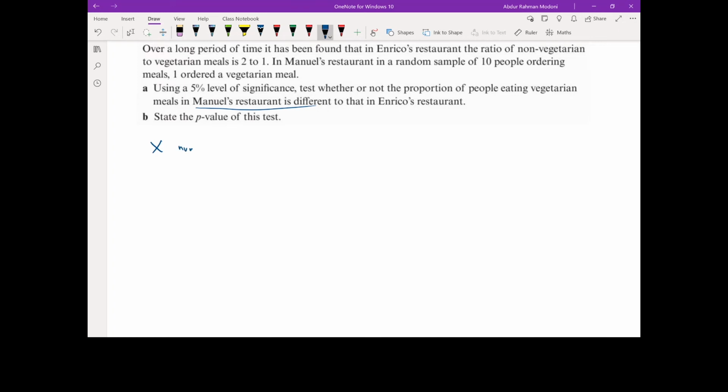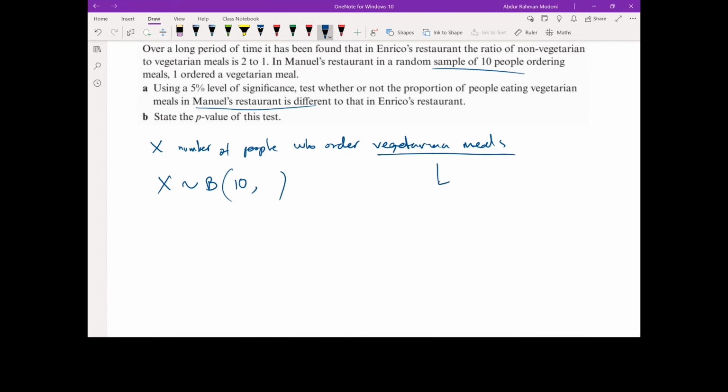So number of people who order vegetarian meals. Then we can say X is approximated by a binomial distribution with, well, how many people? Manuel's restaurant, random sample of 10. So we've got 10 as our sample size. And what is the probability that is currently assumed to be true for people who are ordering vegetarian meals? So what is p, the probability of people ordering vegetarian meals?